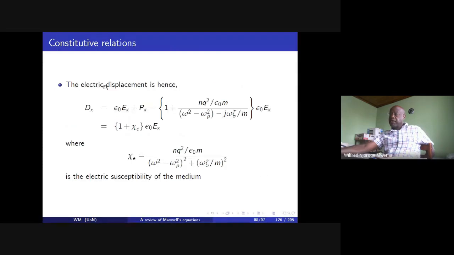So the electric displacement is therefore going to be given by the vacuum displacement plus the displacement due to polarization. So we are just going to add those two, and what we get is just 1 plus chi of E multiplied by epsilon naught E. Chi is just going to be given by this expression here, and it's usually defined as the electric susceptibility of the medium. This is an equation that you may have met before.